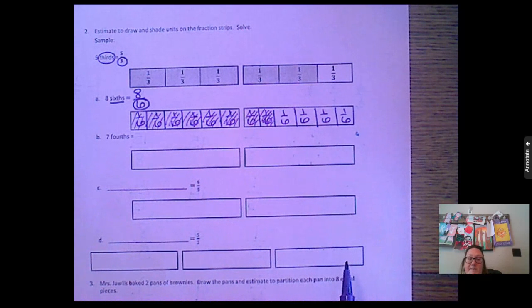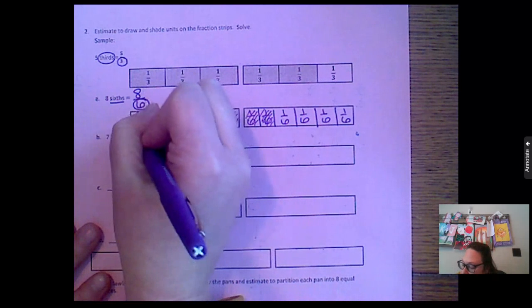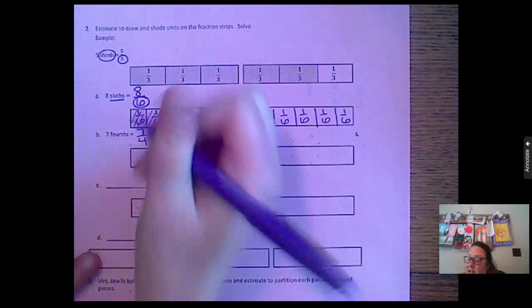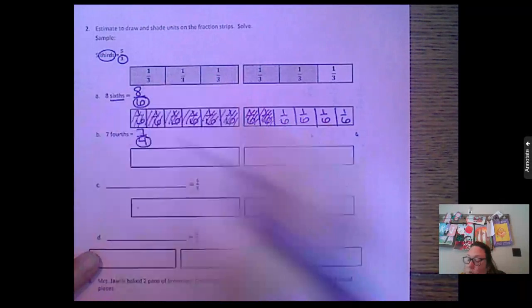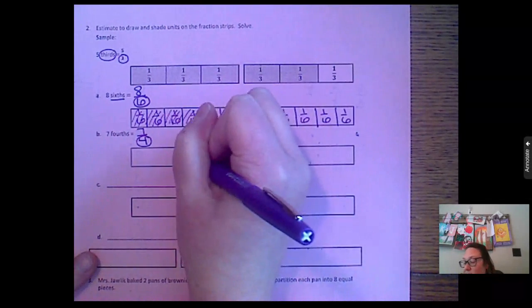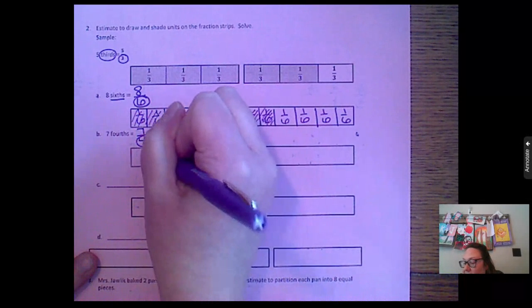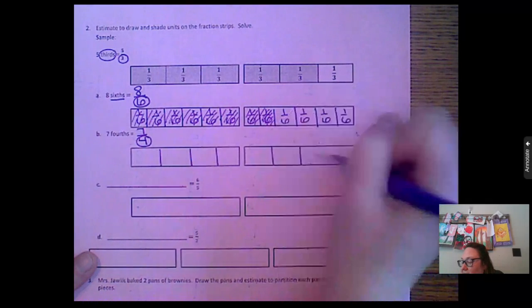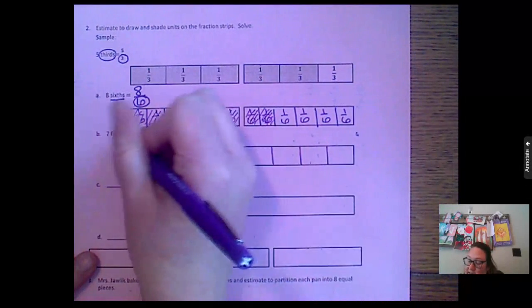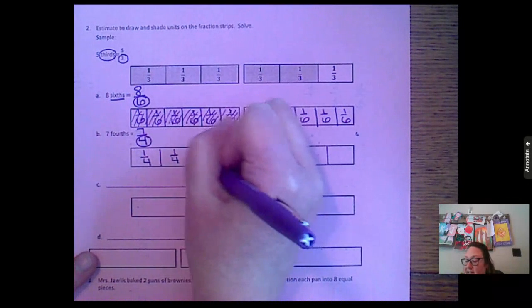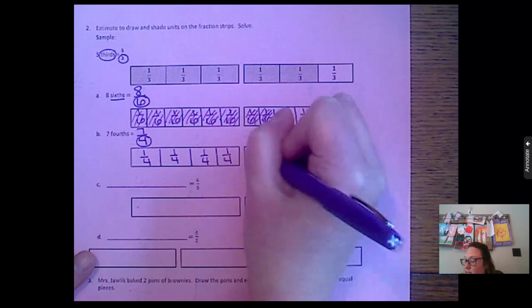Okay. All right, 7/4. So write that as a fraction. It would be 7/4. Okay. And the denominator tells me how many pieces in the whole. So there is 4 for my denominator. So I'm going to do 4 pieces here. So remember, for fourths, we cut it in half. And then we cut the halves in half. Same thing here. Cut it in half. Cut the halves in half. And then each piece is 1/4. You can pause at any time. You know the drill. Go ahead and pause.